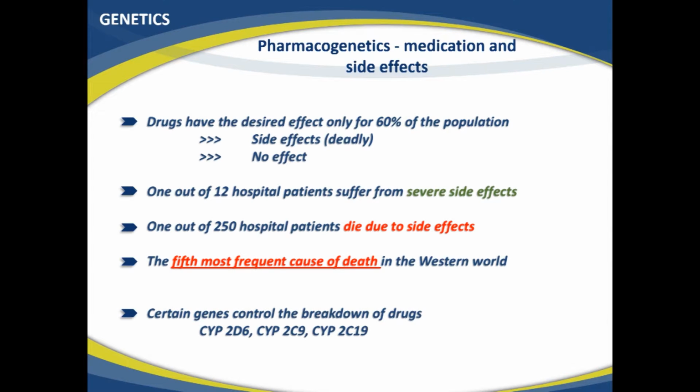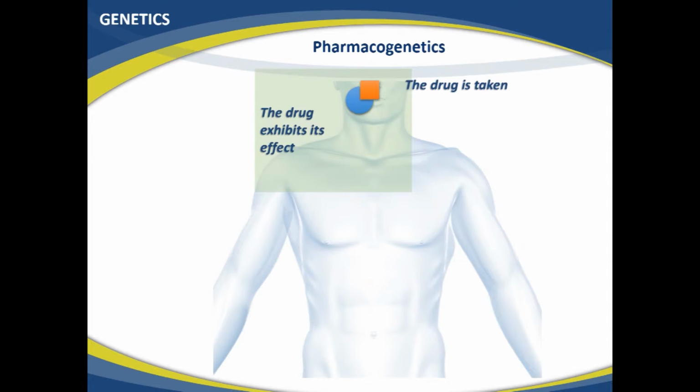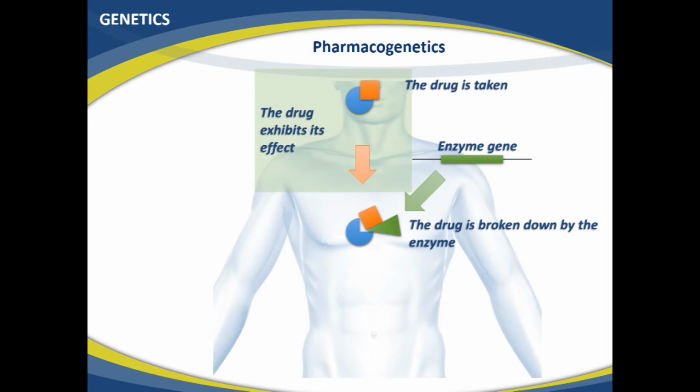And there are certain genes which control how these drugs are converted in our body. Let me show you an example. If you take a drug, for example, you swallow a pill, the drug enters into the body and shows its effect. Then the drug is recognized in the body as something that shouldn't be there, because these chemicals should not be there according to the body. So the liver has enzymes that recognize it, modify it, and more or less tag it for removal from the body. And this enzyme comes from an enzyme gene. The modified drug is then recognized by the kidneys and then is removed from the body.